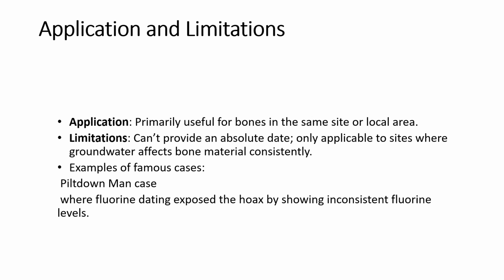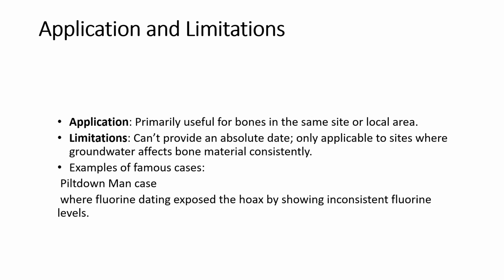Another one is a variable fluorine absorption rate. Now, the rate at which bones absorb fluorine varies depending on the soil chemistry, groundwater flow, and environmental conditions. So these variations make it difficult to compare bones from different sites or even from different layers within the same site.